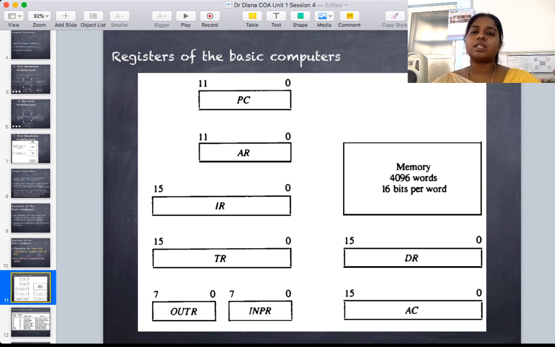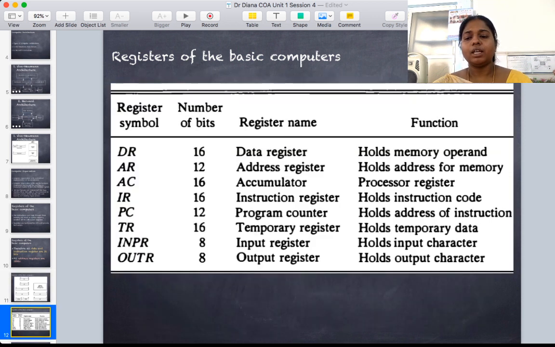Any register that is used for storing addresses is also going to be 12 bits, which means the program counter PC and the address register AR are going to be 12 bits each. And our input and output registers, which we use for getting data from or giving data to an input output device, are each 8 bits long. And we have seen how many bits and what the functions of these registers are.